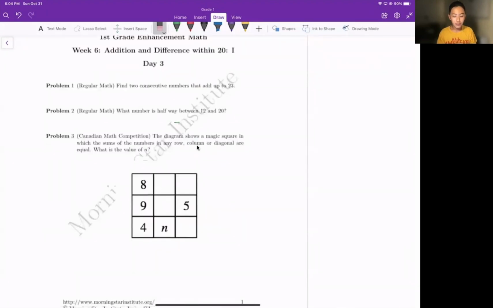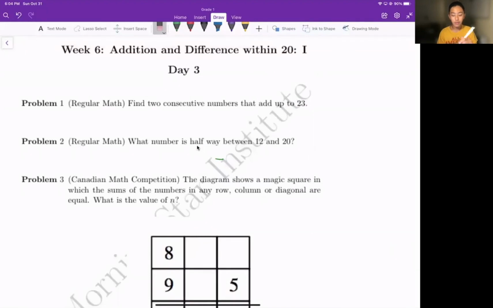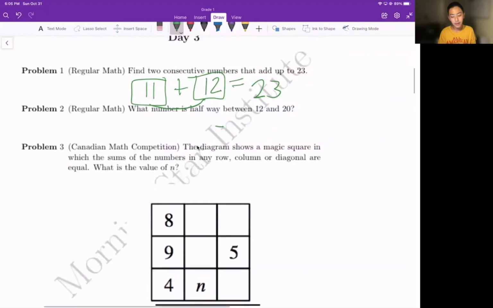For problem 1, it says find 2 consecutive numbers that add up to 23. So we just need to play around with the numbers. Consecutive basically means 2 numbers that are together in a pattern. For example, 5 and 6 are together, and 11 and 12 are also together. Those are just 2 examples. Eventually you should get something like 11 plus 12, and 11 plus 12 is 23, and these 2 are also close together in the pattern.